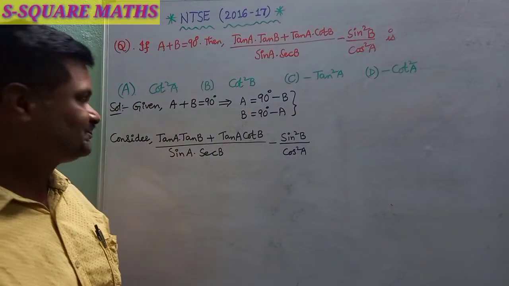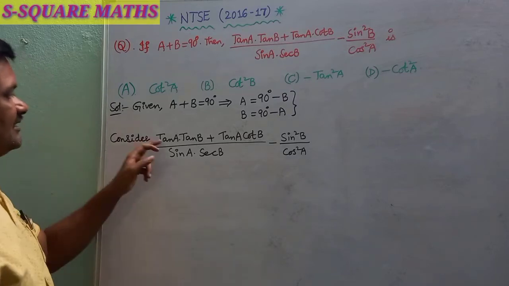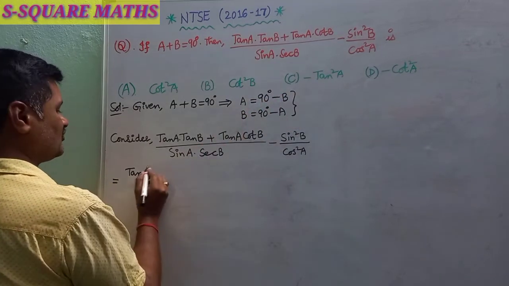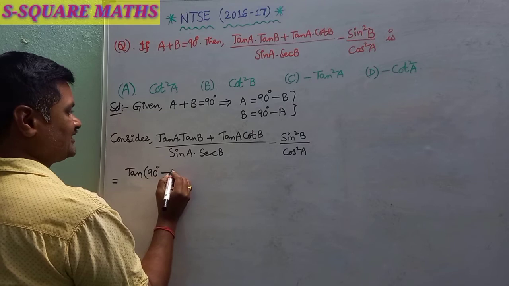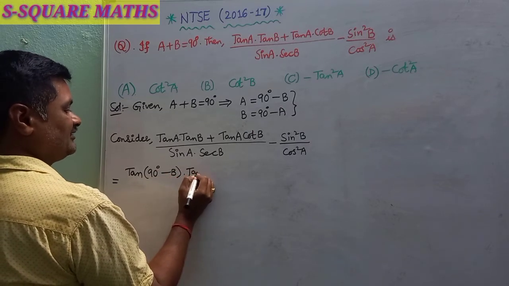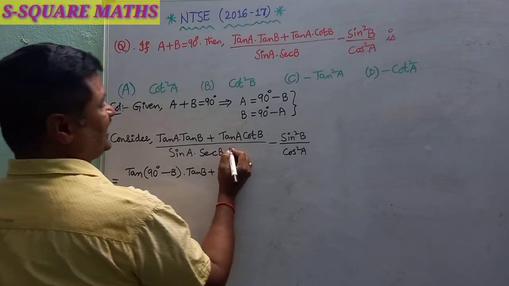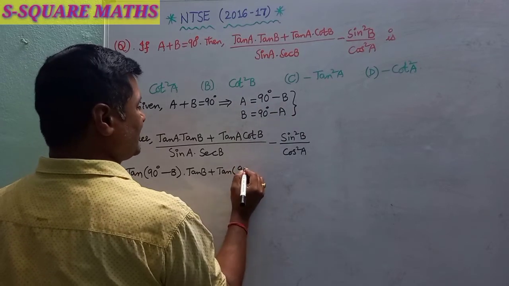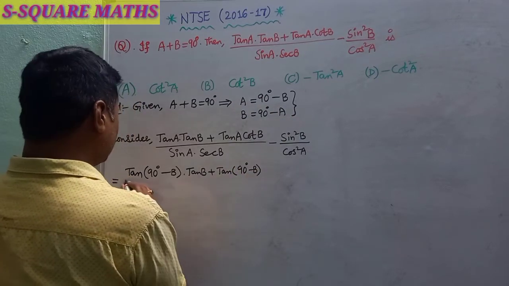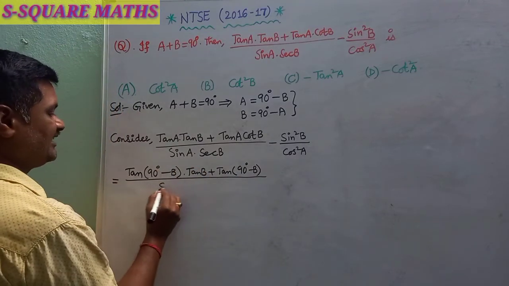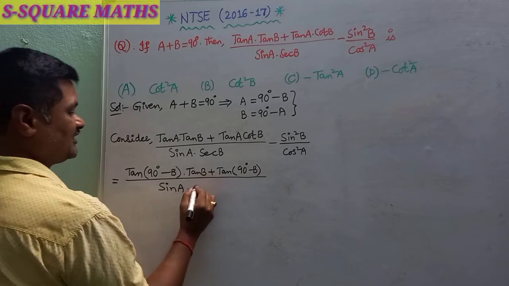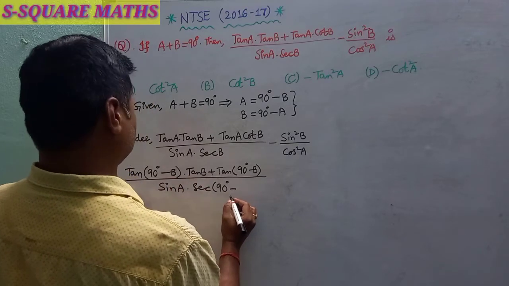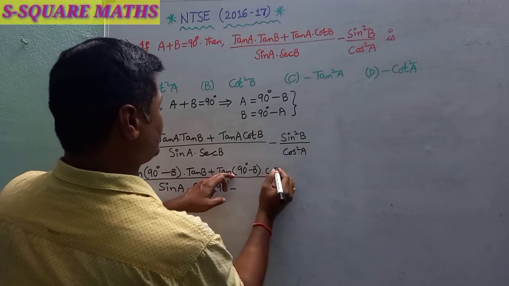So let us go through it now. Here I can write tan A as tan of 90 degrees minus B, as we have expressed, into tan B, plus tan A again, the same, I can write it as tan of 90 degrees minus B, by sin A into sec B. Here I can write it as tan of 90 minus B, and here it is cot B.